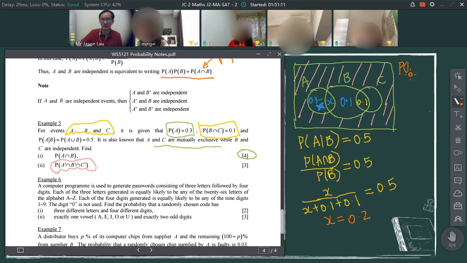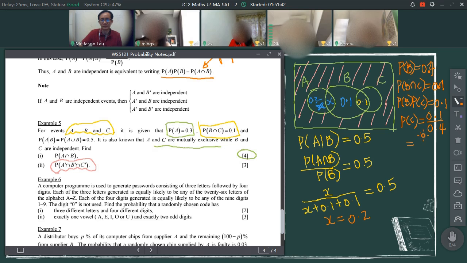So what to do after this? Then you use P of B intersect C, which is PB times PC, equals 0.4 times PC, because they are independent, right? So you can find PC. It's 1/4.